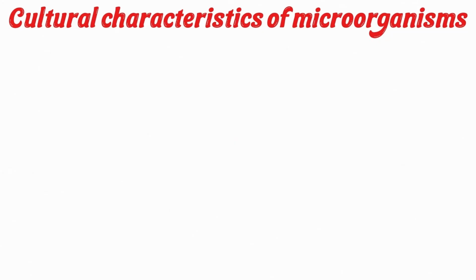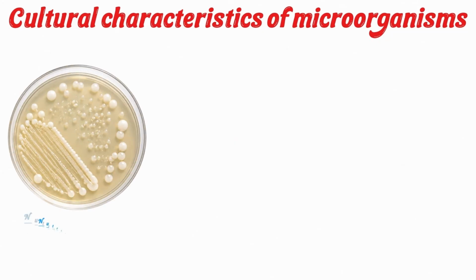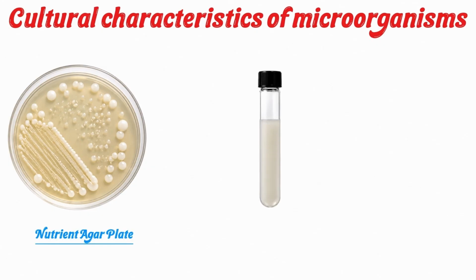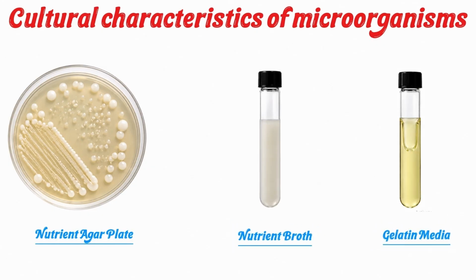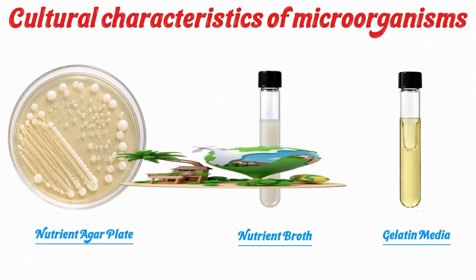Imagine two bacteria that are actually the same species. One appears as a smooth white colony on a petri plate. The same bacterium produces cloudy broth in a test tube. And on a gelatin tube, it even liquefies the medium. How is that possible? Did the bacterium change? Answer is no. The bacterium is the same. Only the environment is different.